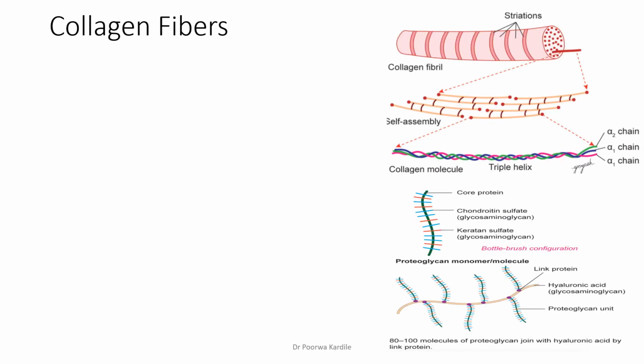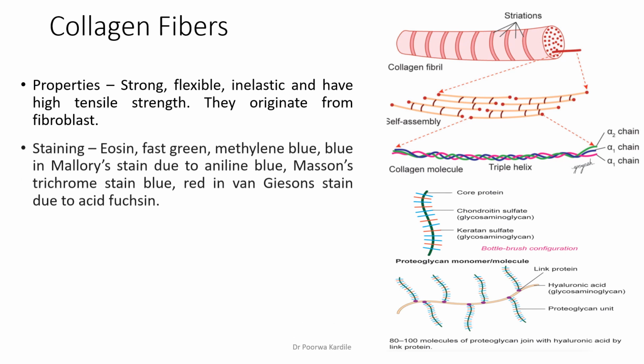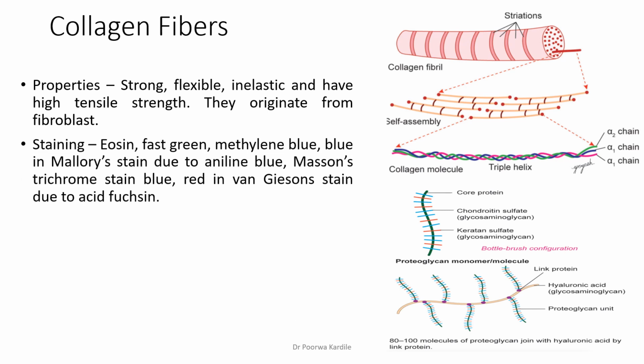The collagen fibers are strong, flexible, inelastic, and they have tensile strength. And they are synthesized by fibroblast cells. Routinely in H&E staining, they take pink color as they are eosinophilic. With the help of methylene blue dye, then Mallory stain, then mesenchymal stain, in all these dyes they'll stain blue.